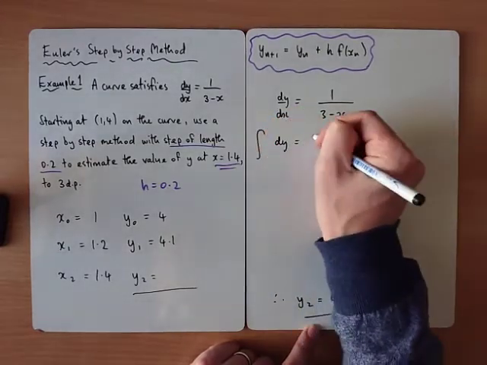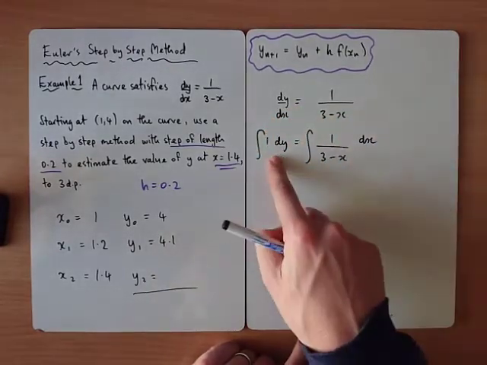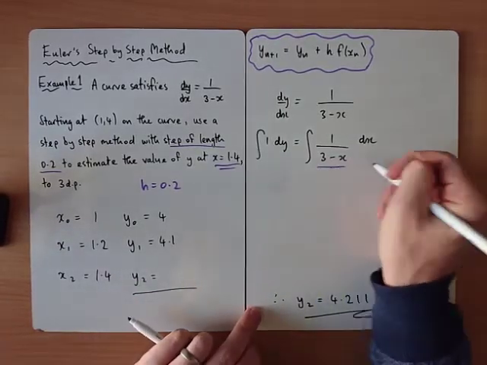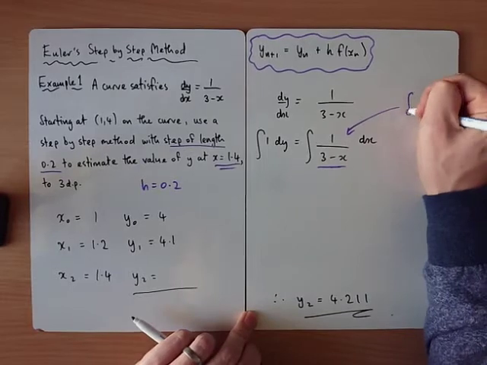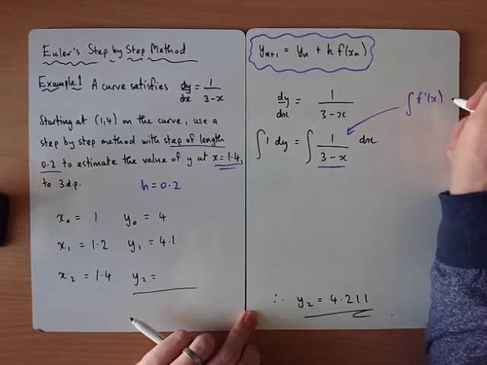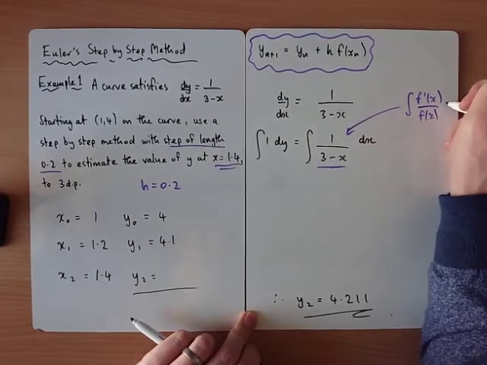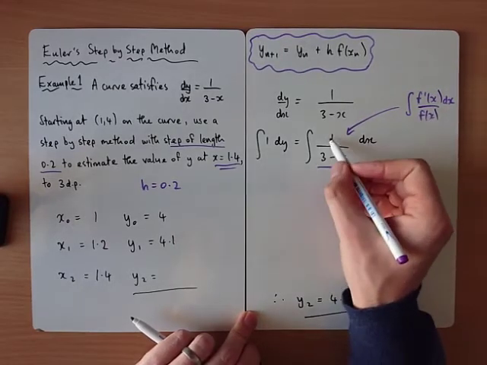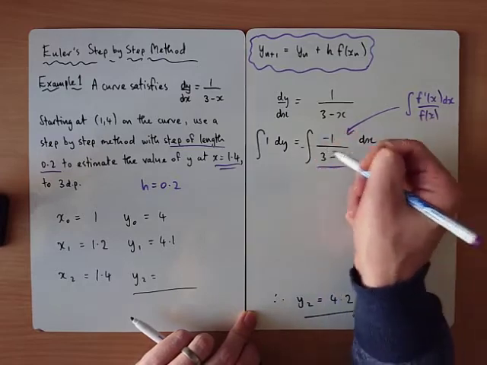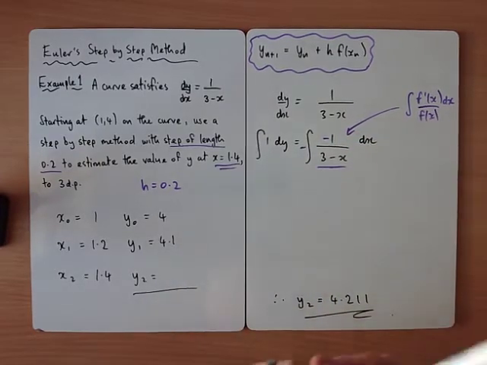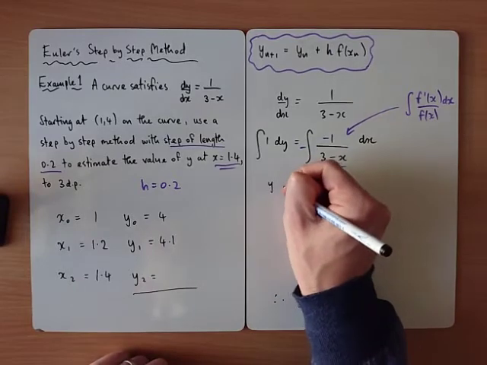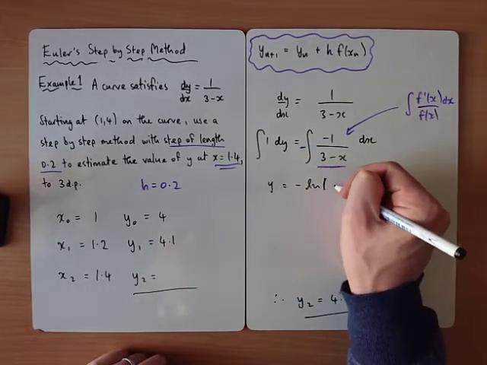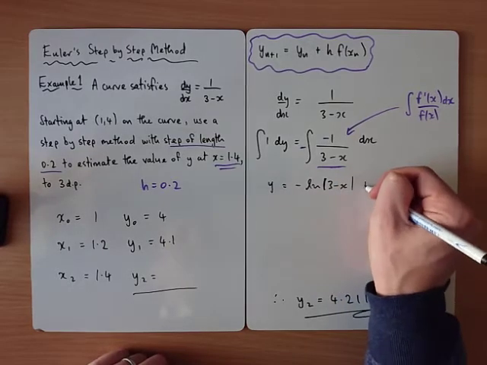separate the variables and integrate both sides. Remember, dy we're integrating 1. For this one, we're integrating a fraction. So I'm thinking f dash over f. Look at the bottom, the derivative is minus 1. So just make it minus 1 by putting a minus outside. So we would end up with y equals minus ln modulus 3 minus x plus a constant.